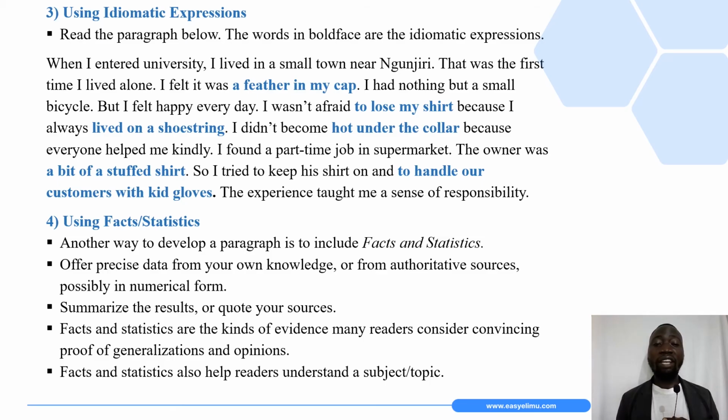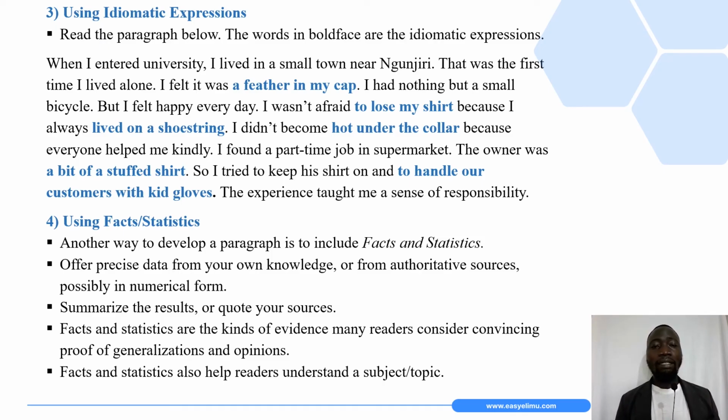I wasn't afraid to lose my shirt because I always lived on a shoestring. I didn't become hot under the collar because everyone helped me kindly. I found a part-time job in a supermarket. The owner was a bit of a stuffed shirt, so I tried to keep his shirt on and to handle our customers with kid gloves. The experience taught me a sense of responsibility. So that is a wonderful paragraph that we have over there.